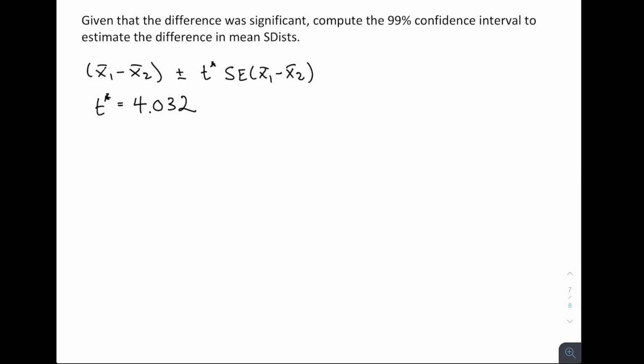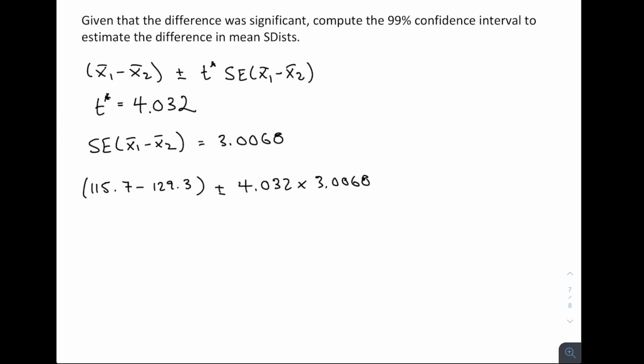Back to the example, we have t-star equals 4.032. We also know that the standard error from before is 3.0068. We can now plug in the two sample means, the critical value, and the standard error to start computing this interval. I'll then compute this difference and multiply this product. I'll now subtract 12.2 from negative 13.6 and add 12.2 to negative 13.6. Our 99% confidence interval is negative 25.7 to negative 1.5.